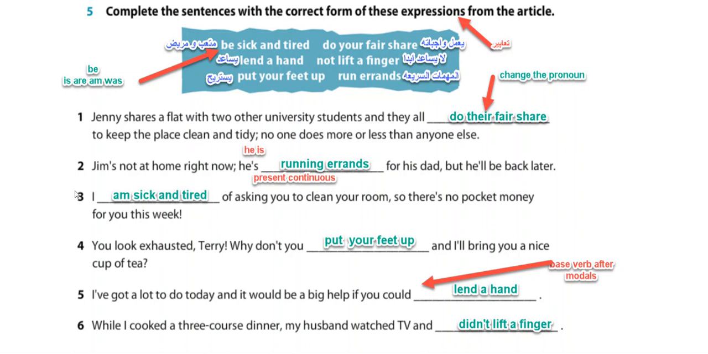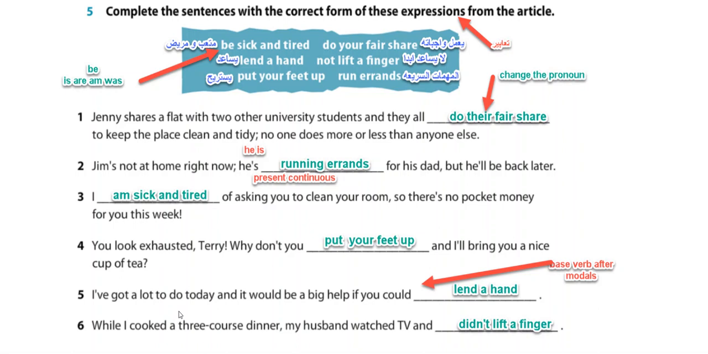Okay. Number 3, I am sick and tired. Again, the be here, I choose one of the be forms, and I is matching with am. I am sick and tired of asking you to clean your room, so there's no pocket money for you this week. Number 4, you look exhausted, Terry. Why don't you put your feet up and I'll bring you a nice cup of tea? Exhausted means tired, very tired. So he asked him if he put his feet up, put your feet up to relax.